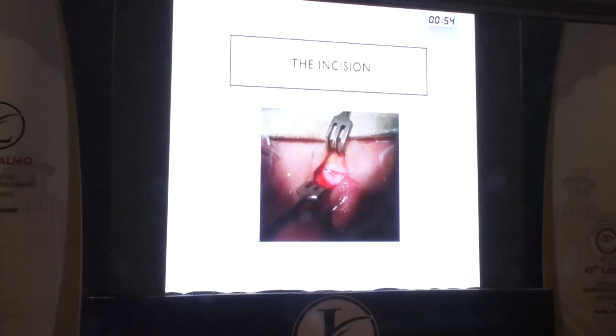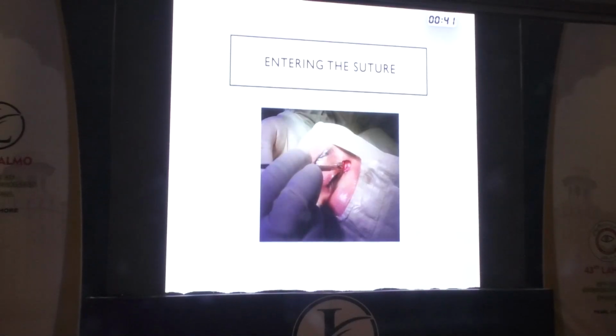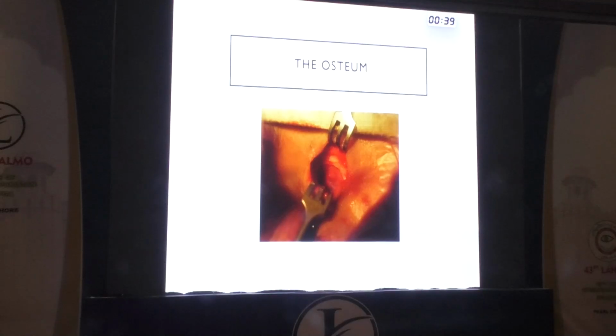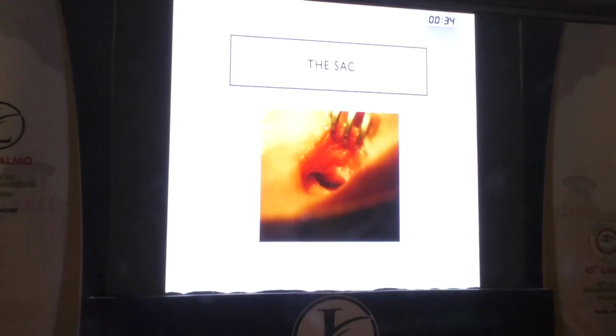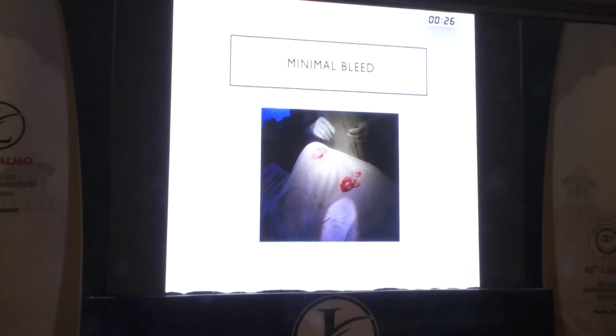Straight away we give the incision and reach up to the periosteum. After that, the periosteum has to be lifted. You can observe there is no bleeding at that time, or even oozing. Then entering the suture, making the ostium, there is no bleeding, nothing is there. And then reaching the sac, raising the sac, and then opening the sac and the internal canaliculi. You can see only this bleeding was there. So in external DCR, it's nothing.